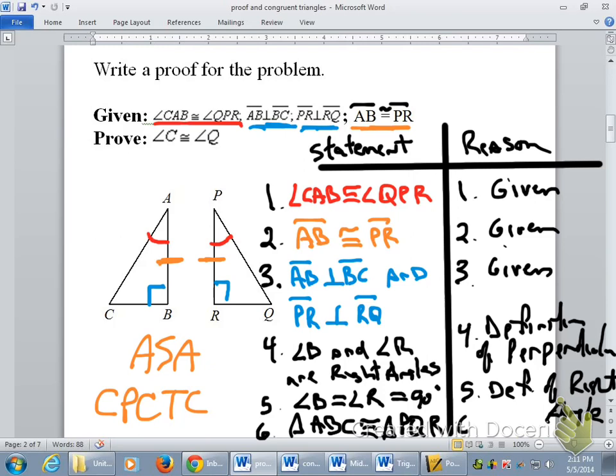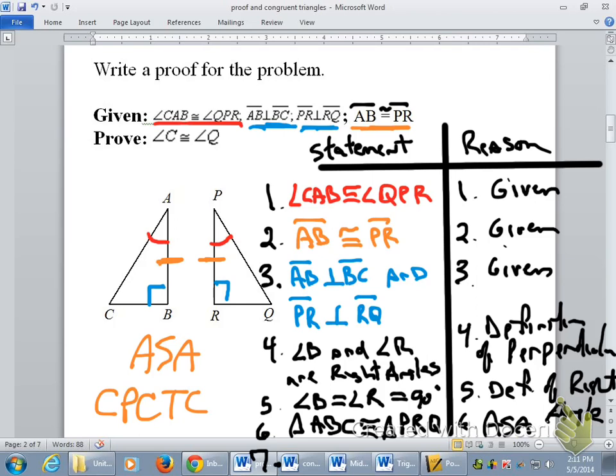And what's the reason there? PRQ. Oh, it would be, yes. PRQ. And what's the reason? It'd be angle, side, angle. Angle, side, angle. And then that leaves me with one last thing to write, and I apologize for the spacing.